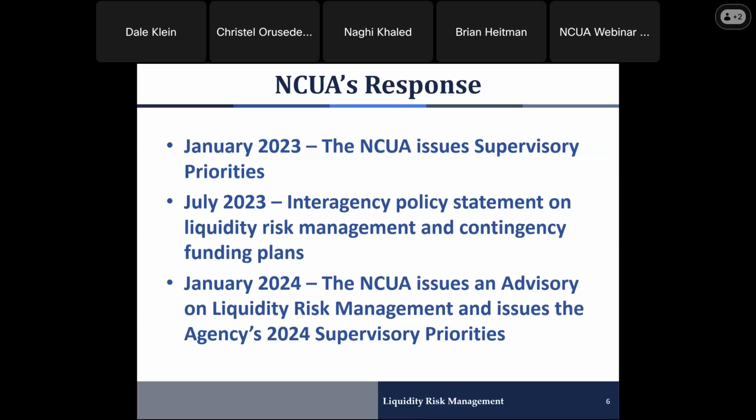In July 2023, the NCUA and other federal banking agencies updated liquidity risk management guidance through the Interagency Policy Statement on Funding and Liquidity Risk Management and the Importance of Contingency Funding Plans. In January 2024, the NCUA issued an advisory on liquidity risk management, and most recently, in February, the agency's 2024 supervisory priorities again highlighted liquidity risk as one of our primary concerns.